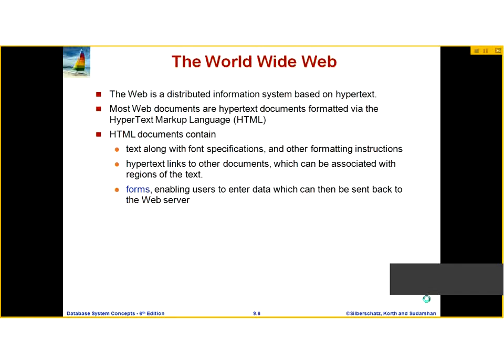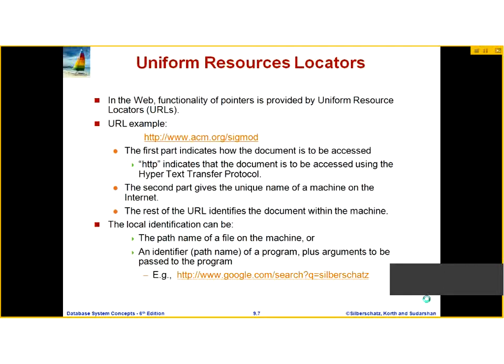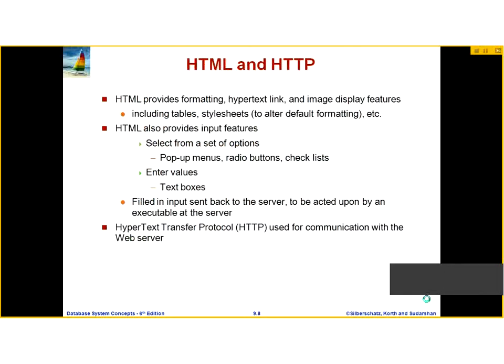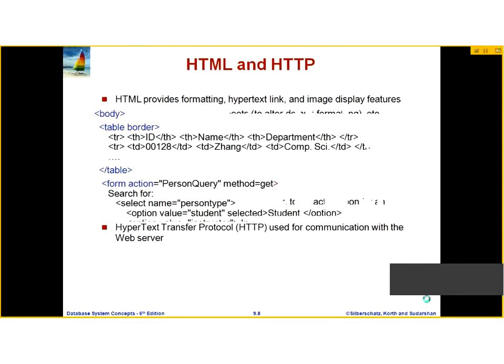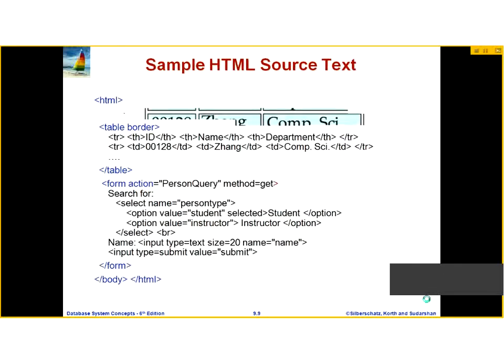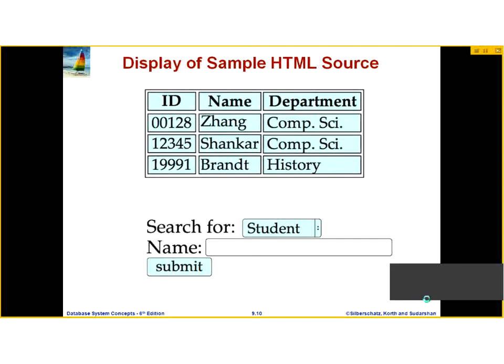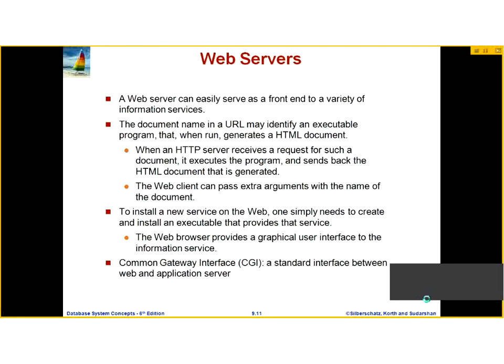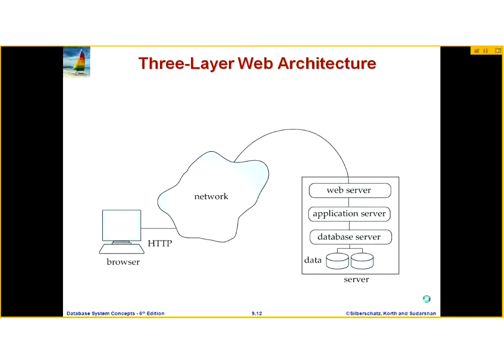Then we talked about World Wide Web, HTML. We talked about uniform resource locators. We talked about HTML and hypertext transfer protocol. This was a sample HTML source text. This was a display of this sample source, that if you write this sample code, this will result in this. Then we talked about web servers, that web servers communicate through common gateway interface, which is a standard interface between web and application servers. So the web servers serve the request received from the front end.